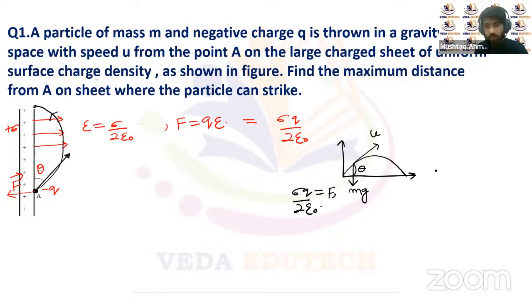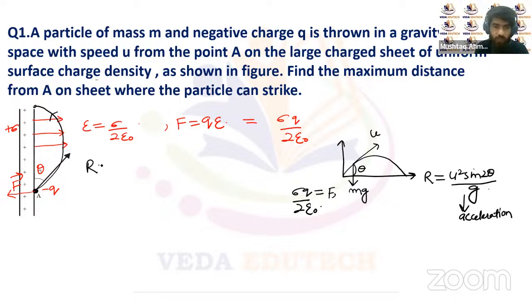In that case, we know that the range of the particle was u square sine 2 theta over g, where g was the acceleration due to gravity. Now here in this case, the acceleration will be the acceleration due to the electrostatic force.